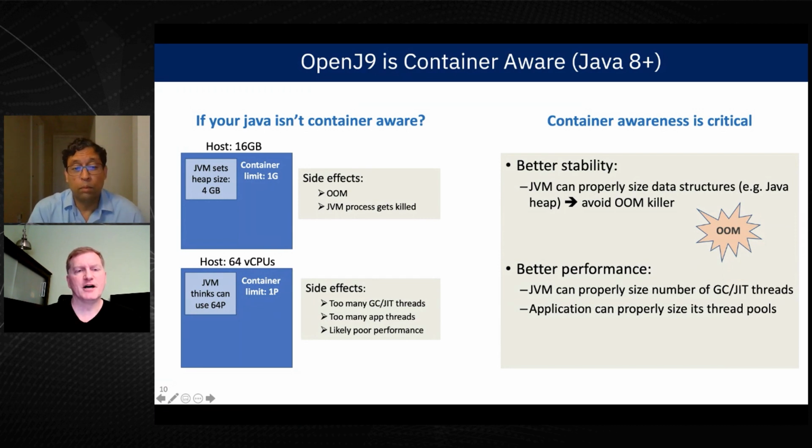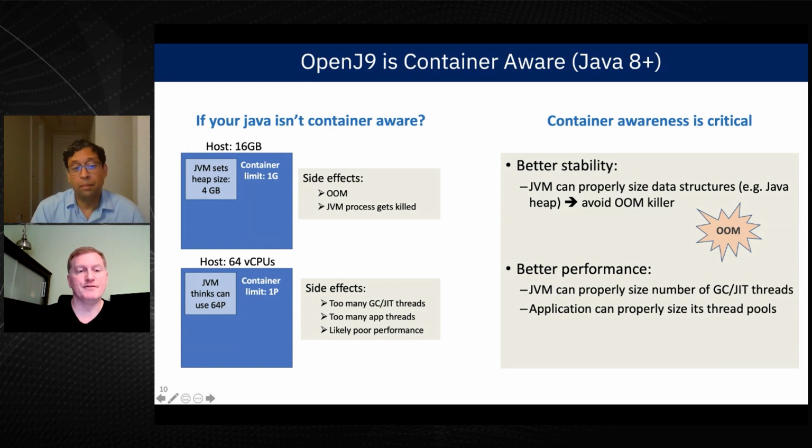So in an environment where the container limit is 1 gigabyte and it's deployed on a host system that has 16 gigabytes, if the JVM isn't aware of the container limit, it's going to allocate a heap size that's way bigger than the container limit. You're going to throw out of memory, and that's a pretty stark consequence. You're going to just die.